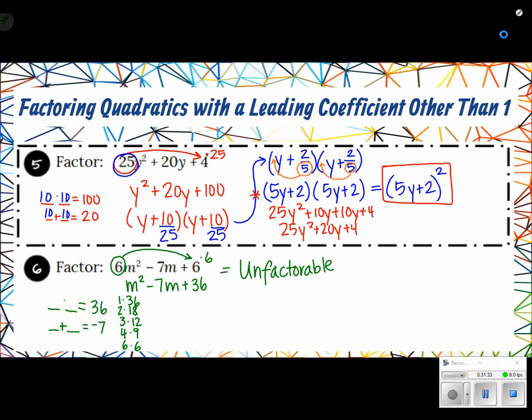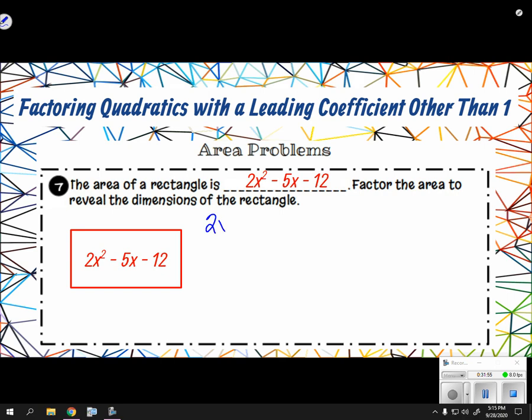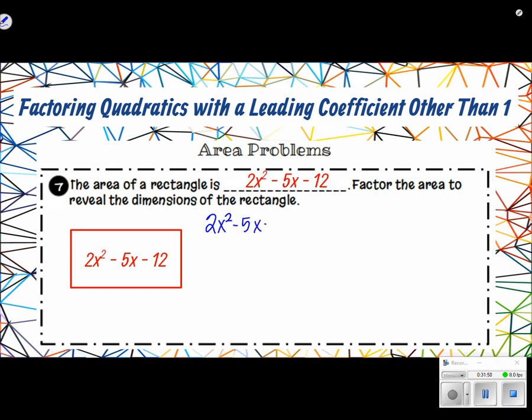I tried real hard. The area of a rectangle is 2x squared minus 5x minus 12. We're going to factor. So this is an area problem, so it's just more slide and divide stuff. So we've got 2x squared minus 5x minus 12. Question: is there a greatest common factor? There is not. So we're going to do slide and divide. We're going to slide this 2 to the end, multiply by the 12 that's already there. And this is going to be x squared minus 5x minus 24.